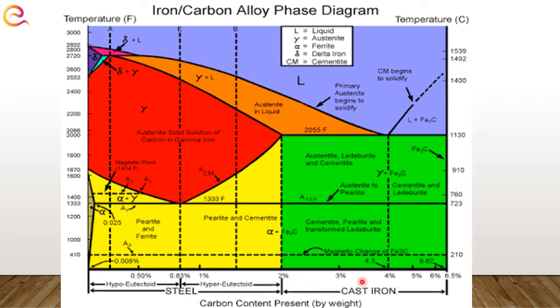Then from 2% to 6.67% of carbon, at this point, this whole green zone shows the zone of cast iron, which we have studied in our previous session. So today we are studying steels. Let's move towards the classification of steels.